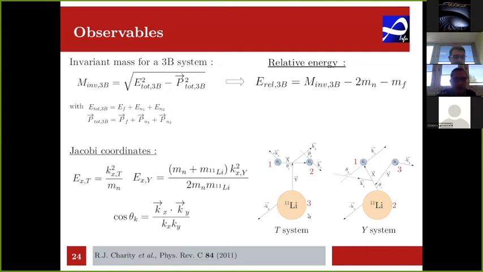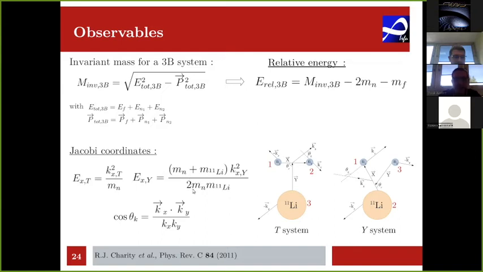And we can infer here that E_xt, for example, will be more sensitive to neutron-neutron correlation, as there is no mass of the fragment in this quantity, and E_xy will be more sensitive to the decay path of the lithium isotope, as we have both masses in this quantity.